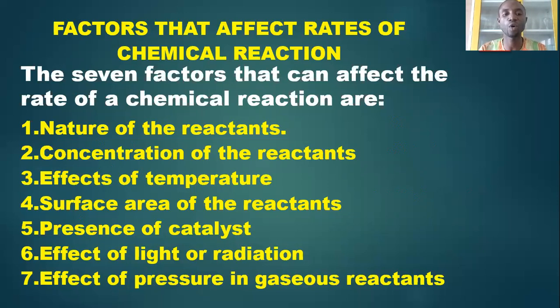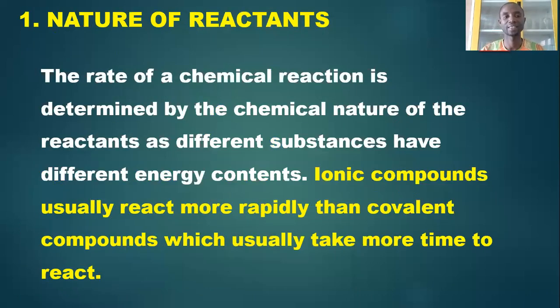How does nature of reactant affect the rate of chemical reaction? That will be number 1. Nature of reactants. Of course, the rate of chemical reaction is determined by the chemical nature of a reactant, as different substances have different energy content. Ionic compound usually reacts more rapidly than covalent compound, which usually take more time.